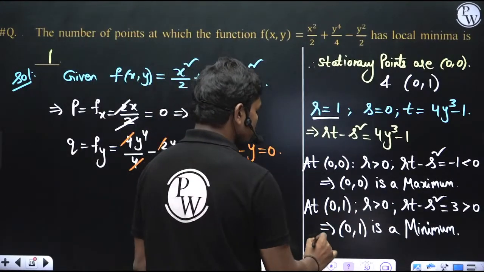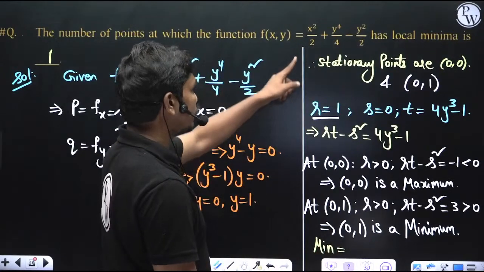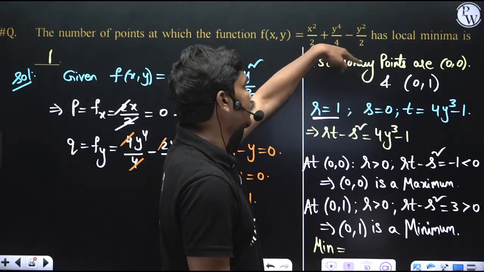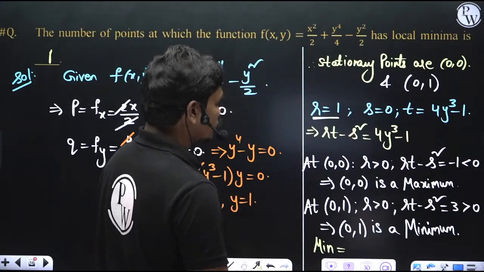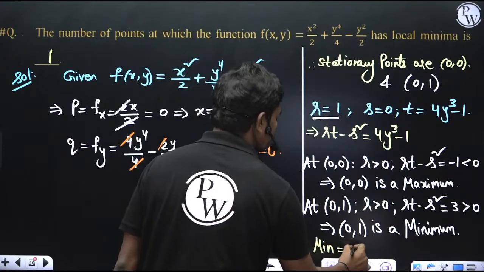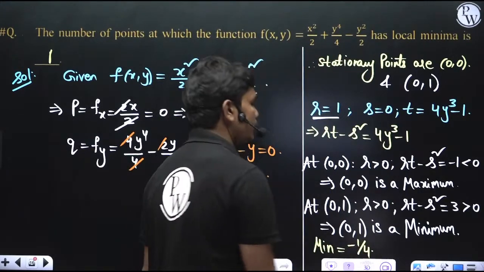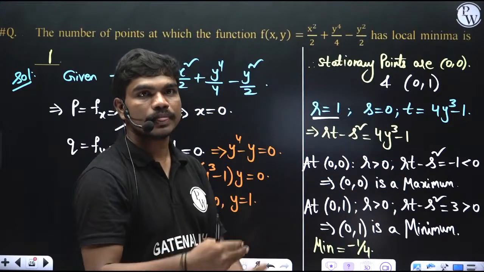And what is the minimum value? If you simplify, at 0 comma 1, putting 0 and 1 here, 1 by 4 minus 1 by 2, which is minus 1 by 4. The minimum value is minus 1 by 4. At 0 comma 0, this function is 0. That's the maximum. So the value lies between minus 1 by 4 and 0, of course.